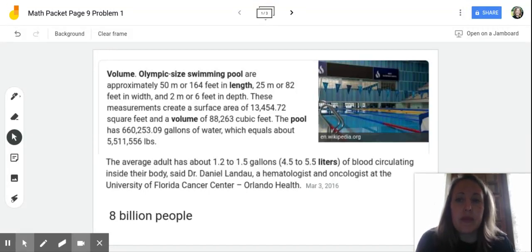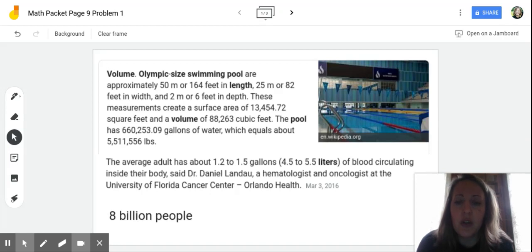I am in your math packet on page 9, and I'm doing problem number 1. Okay, this is a tough problem. So if you don't have internet access, you're going to need this information. The question says the volume of all human blood is roughly the volume of water in blank Olympic-sized swimming pools.